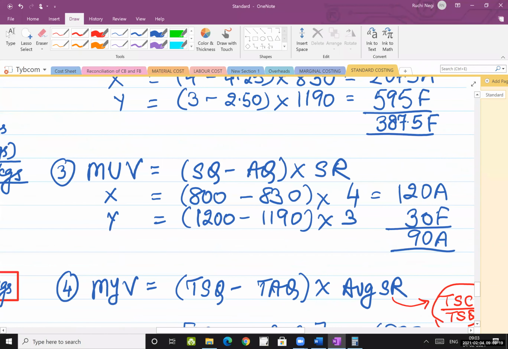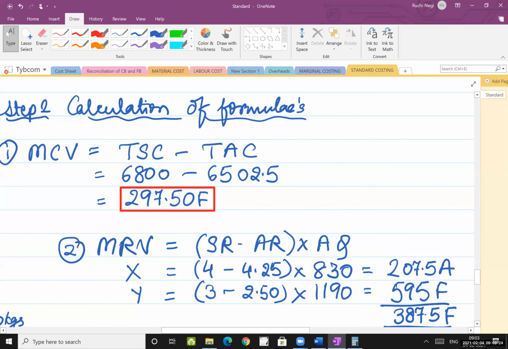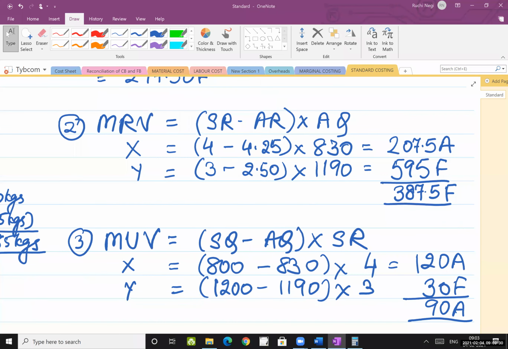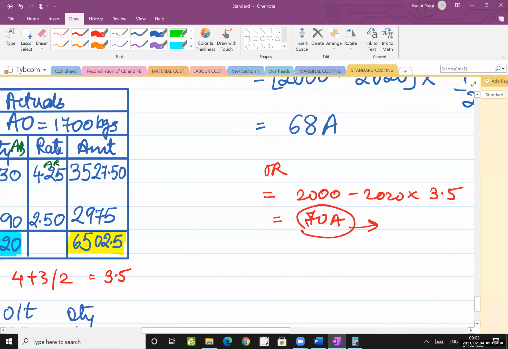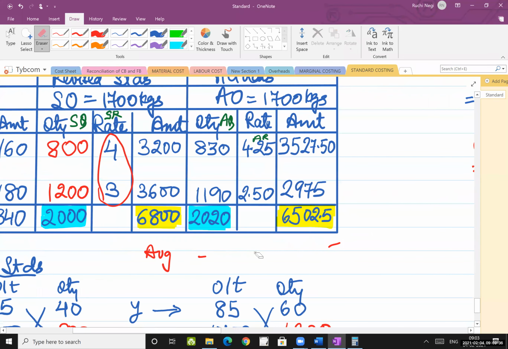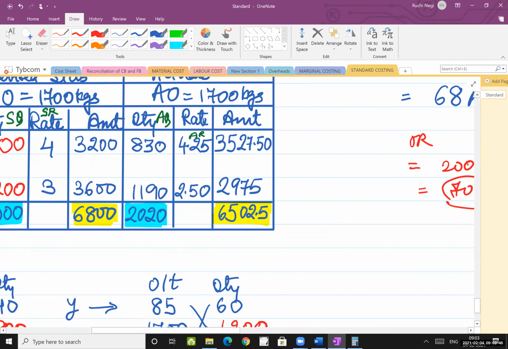Everyone, is this clear? Got it? So nothing is wrong. I have just taught you the other way also to calculate the average standard rate. You should know the technique. That is the point. Okay, that's it. It's done.